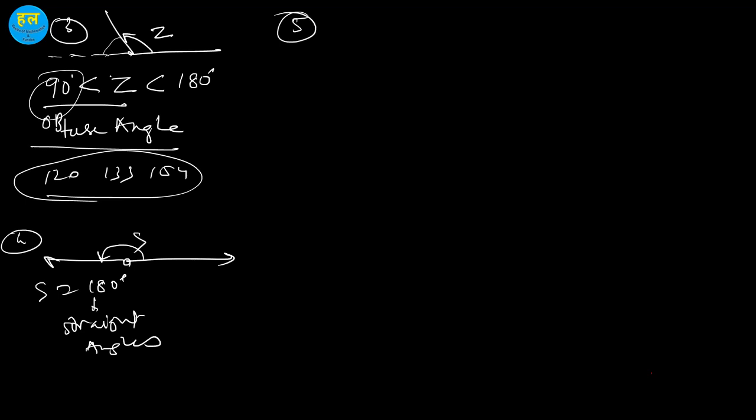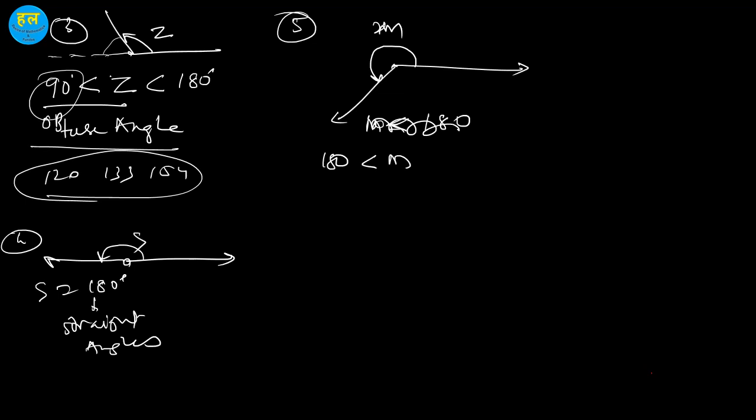Next, when one arm is making an angle more than 180° with another arm, then the angle is called reflex angle, which is greater than 180°. Sorry, M is greater than 180° but less than 360°, because at 360° the angle will be 0. So in this range all the angles are called reflex angles.